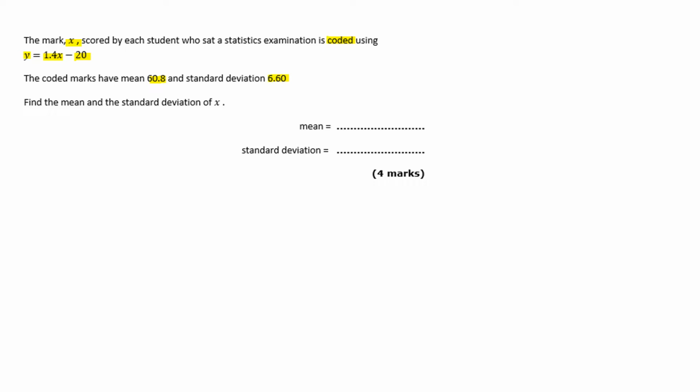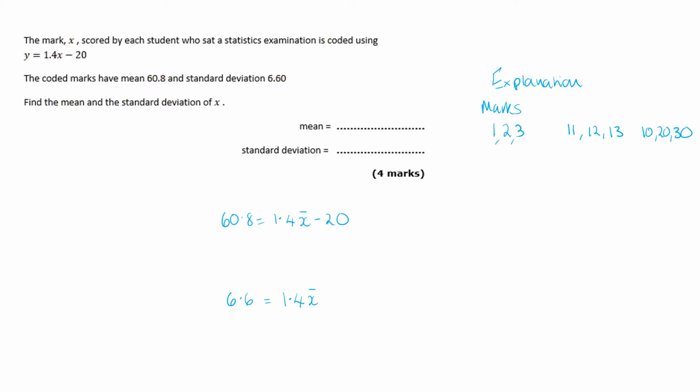Now when you have the original X marks, when you times and when you take away, both of those operations will affect the mean, but only one of those operations will affect the spread, the standard deviation. So we've had some scores and we've performed this formula to get some new scores Y, and the new scores have a mean and spread of those values there. We need to unravel back to get what the original ones were.